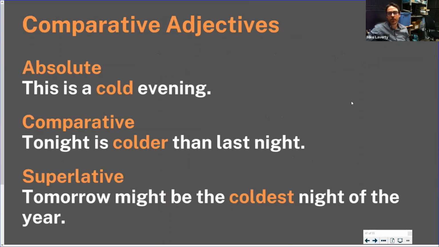We have comparative adjectives, which are used for comparisons, and they come in 3 different kinds. There's an absolute comparison. This is a cold evening. Comparative, which is comparing 2 things. Tonight is colder than last night. And superlative, which is like the most or the least. So tomorrow might be the coldest night of the year, right? So the greatest, the worst, it's at the very bottom or the very top, and there's nowhere to go.